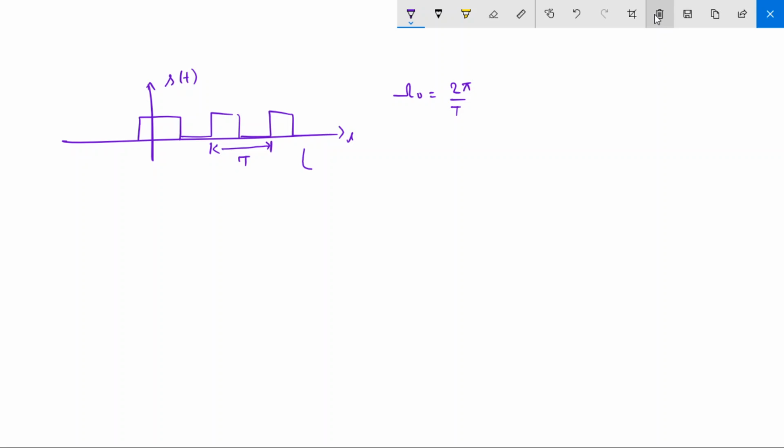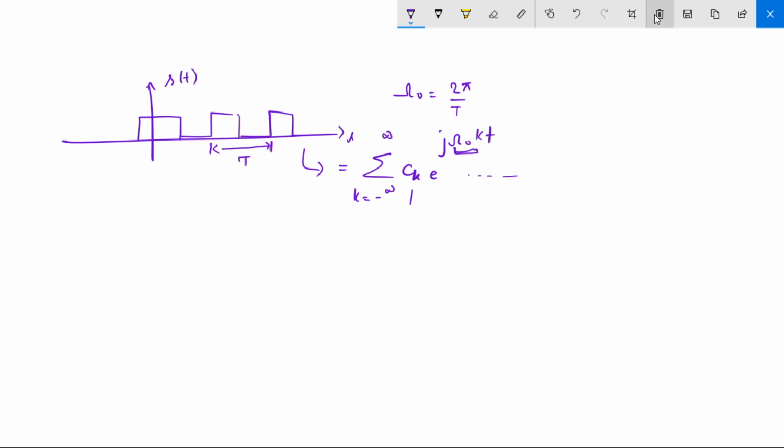It means when you decompose this signal in terms of the Fourier series c_k e raised to power j omega naught kt, this omega naught, which is the fundamental frequency, is nothing but 2 pi by T. So this signal will be decomposed in terms of complex exponentials only, but only harmonic frequencies. So you have omega naught frequency, then 2 omega naught, then 3 omega naught, 4 omega naught, and so on.